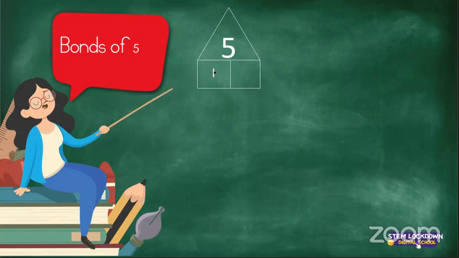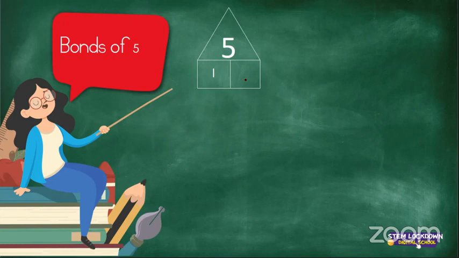Good. And we've got number 1 in the window. Can you see that? The left-hand window has number 1. Now, what number is going to be over here? Because 1 and another number must equal the big number 5 in the roof.